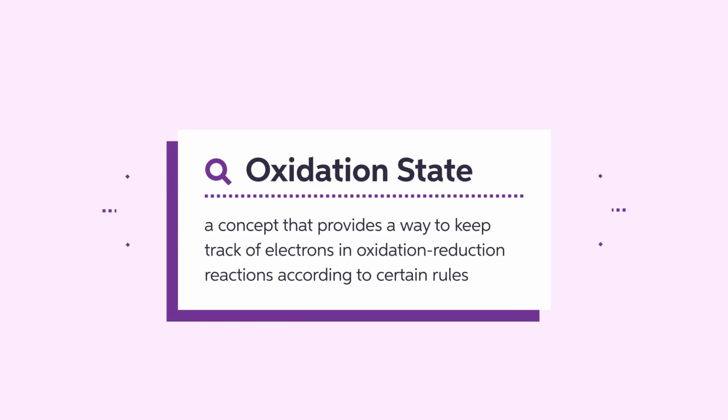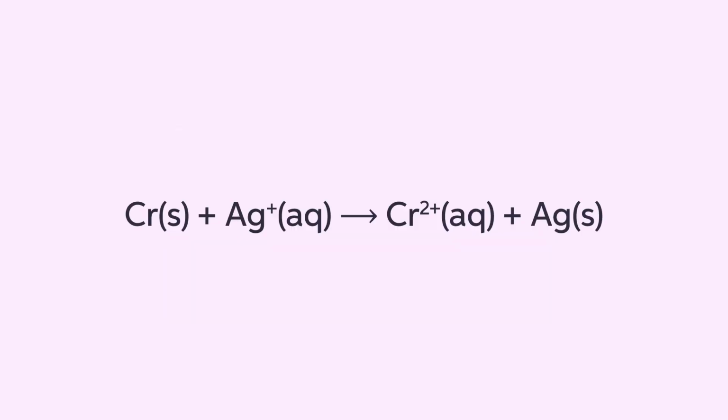The oxidation state is the apparent charge of an atom. In the case of free ions, the oxidation state is the actual charge too. An element in its monatomic solid form will have an oxidation state of 0. This includes the solid chromium on the left, as well as the solid silver on the right. The silver 1 ion has an oxidation state of +1, and the chromium 2 ion has an oxidation state of +2.